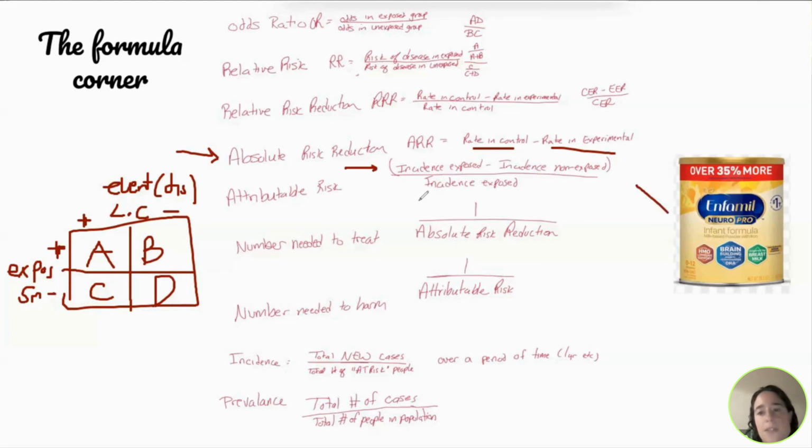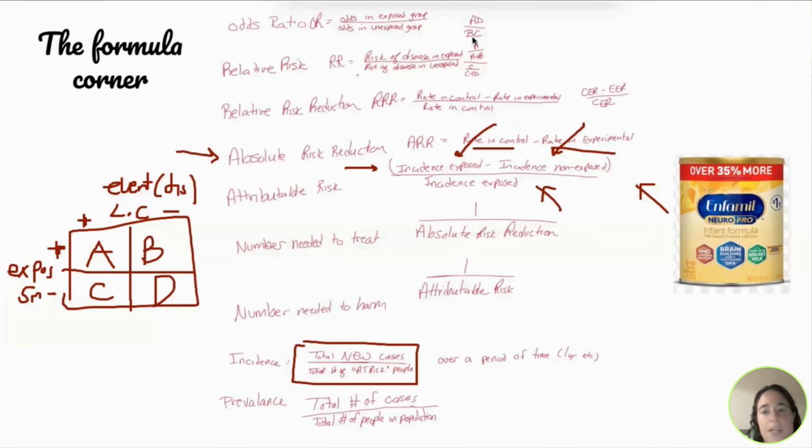So incidence exposed divided by incidence non-exposed over incidence exposed. There we would just use our incidence formula, total new cases divided by total at risk. We would plug in the incidence formula here, here, and here, and solve.